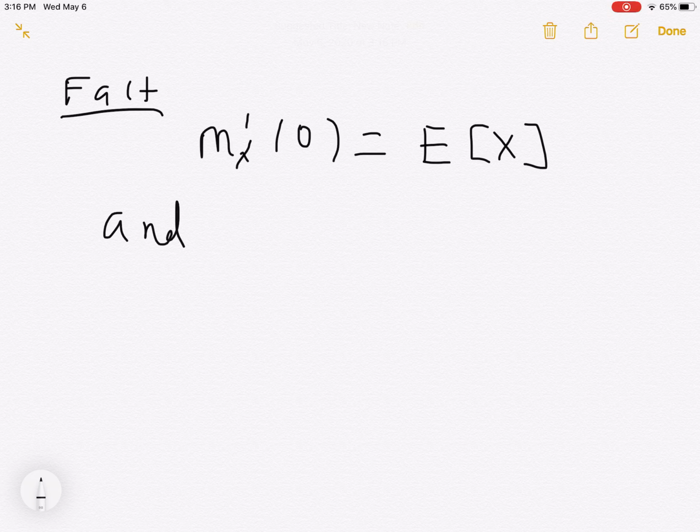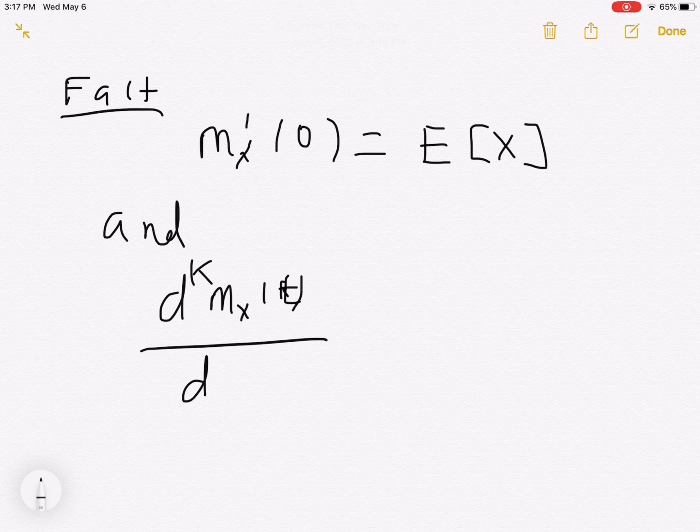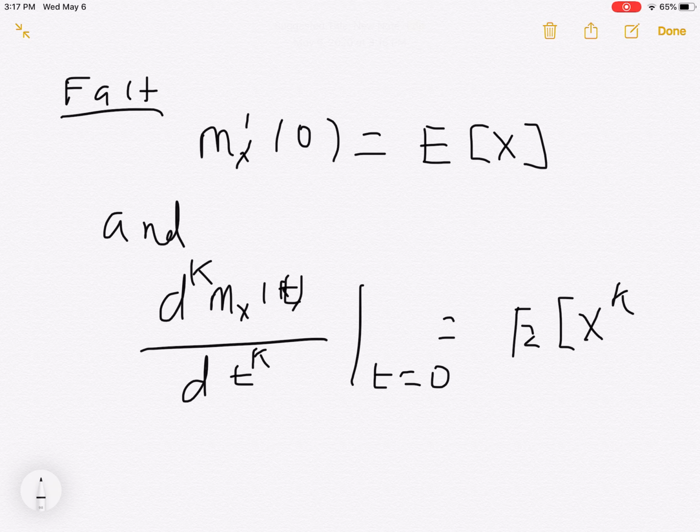And more generally, the kth derivative of the moment generating function when t is equal to 0 is going to be the expected value of x to the k. Now, just one more example.